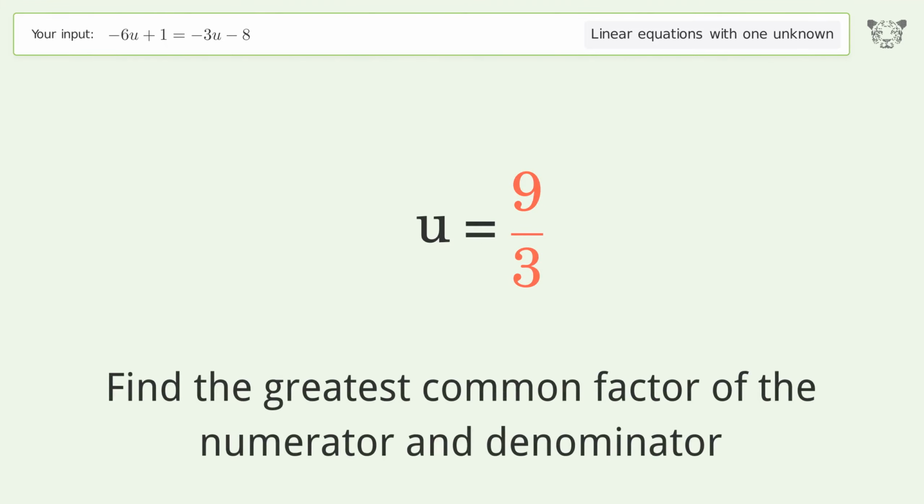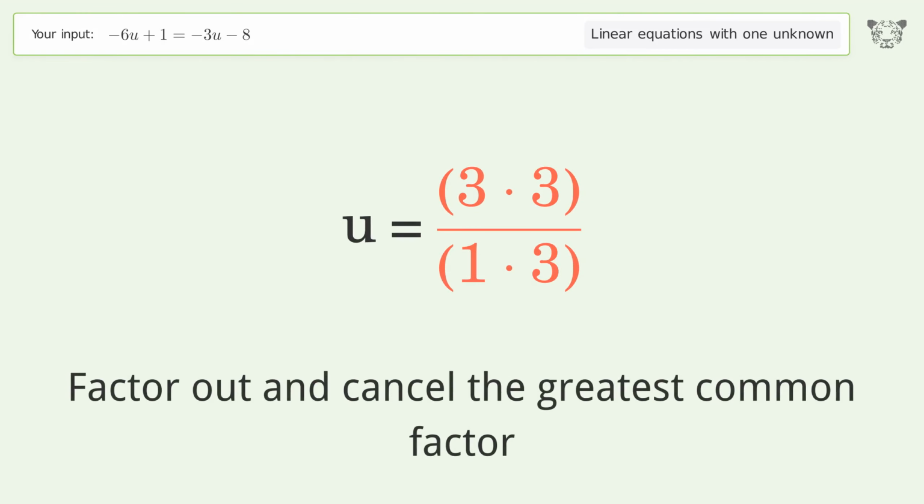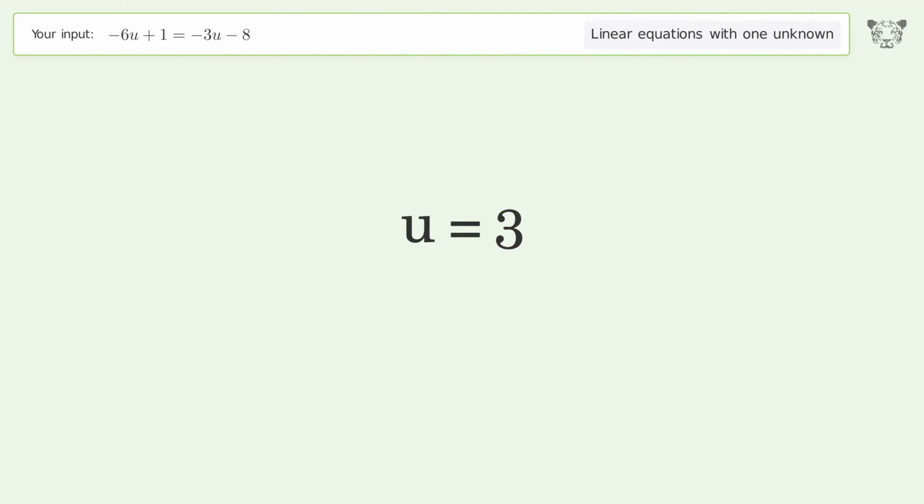Find the greatest common factor of the numerator and denominator. Factor out and cancel the greatest common factor. And so the final result is u equals 3.